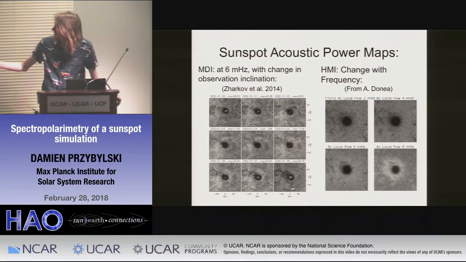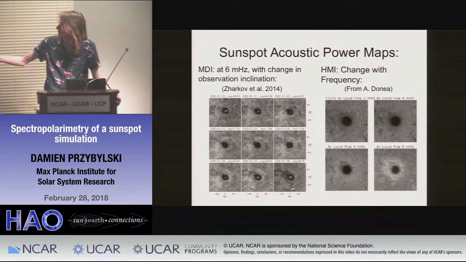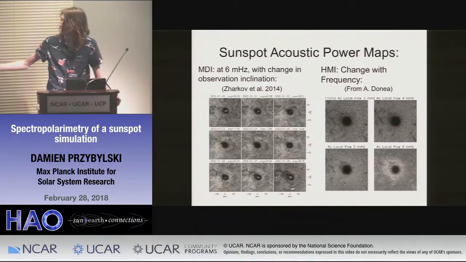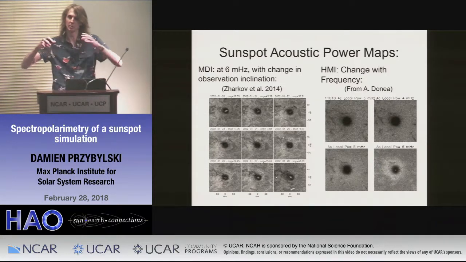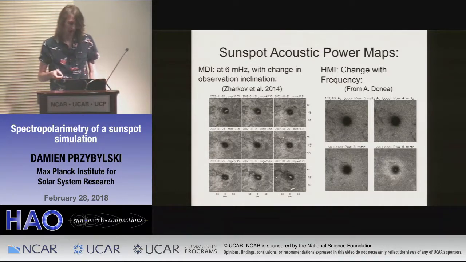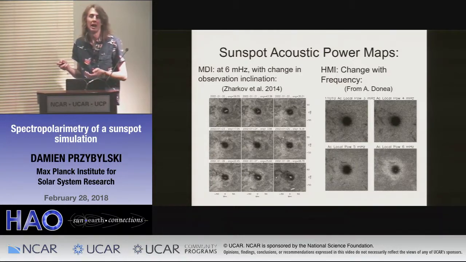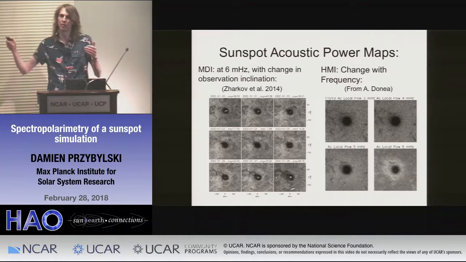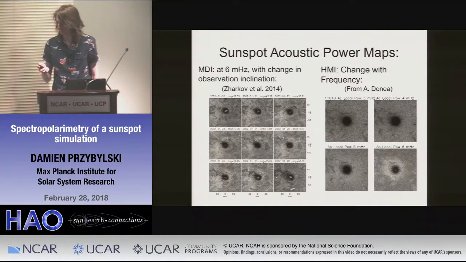At 3 and 4 millihertz, you see basically a dark umbra, and you start seeing some interesting things at higher frequencies. You get these acoustic halos, or increased power around a sunspot. And these are all due to how magnetic fields change sound waves as they travel through the sun.